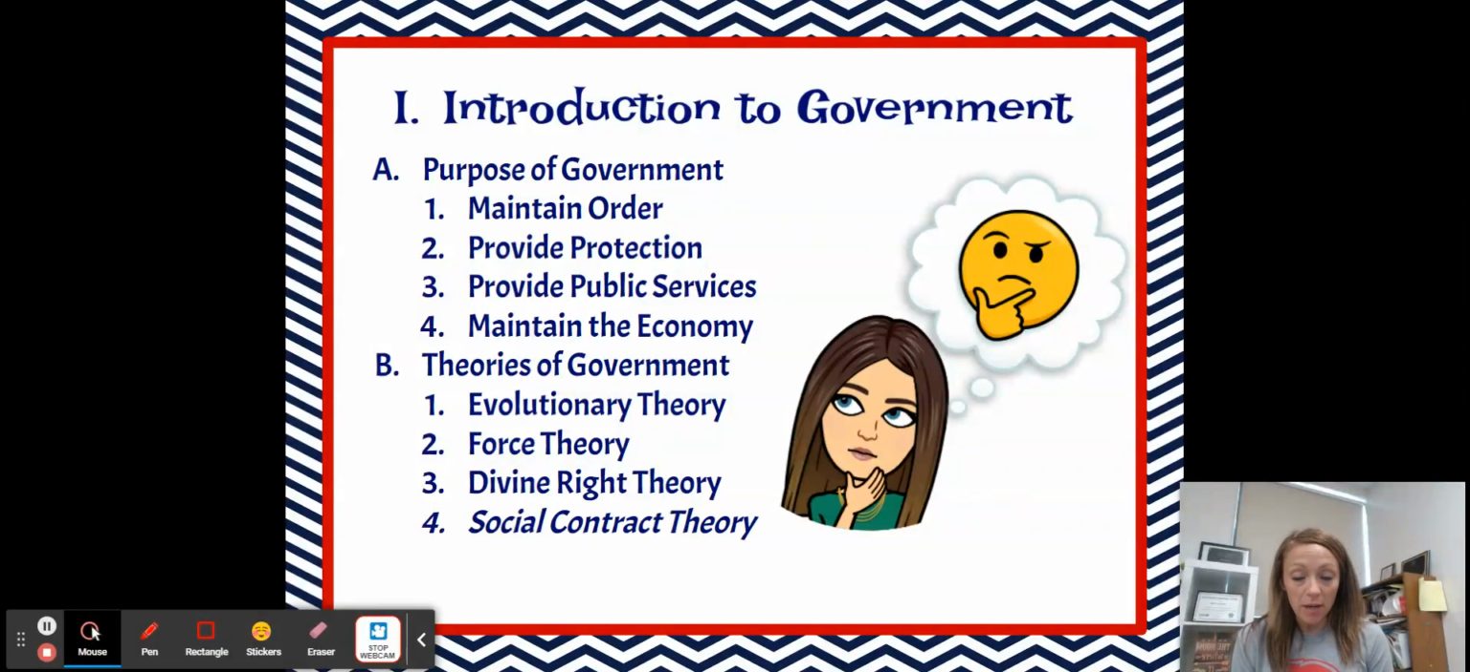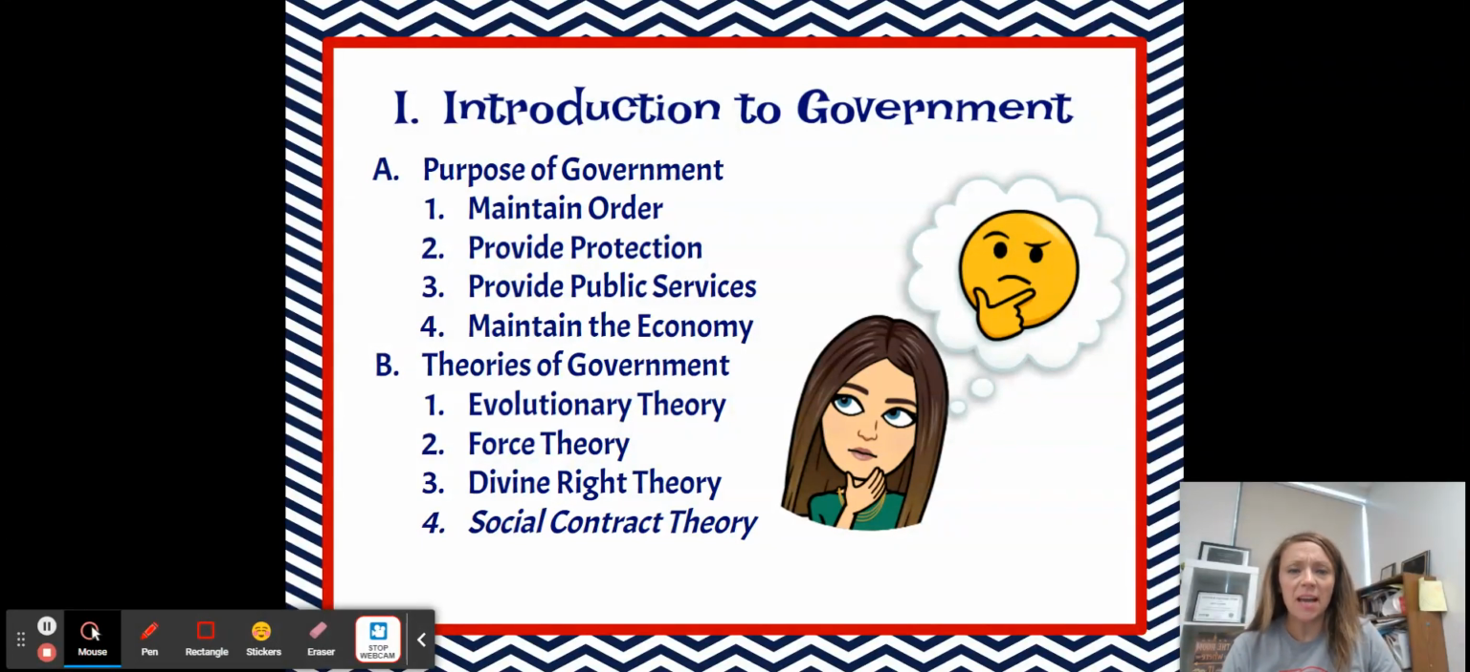And then the last one is to maintain the economy, or to make economic decisions. The way that our government does that is through tax policy, through determining what kind of currency we're going to have, setting interest rates, that kind of stuff. So, moving on to the 4 theories of government.